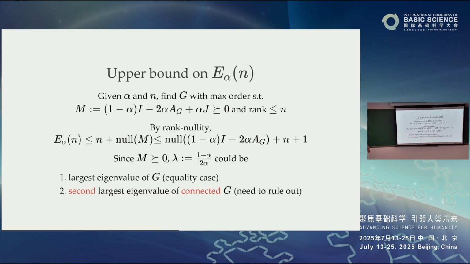And since we conjectured previously that the construction serves as a tight lower bound, we really need to exclude the second possibility. We want to exclude the possibility that lambda, this 1 minus alpha over 2 alpha, is the second largest eigenvalue of G with high multiplicity. By high, I mean we want to rule out the possibility that the second largest eigenvalue of G is lambda and the multiplicity is linear in the order of the graph G.